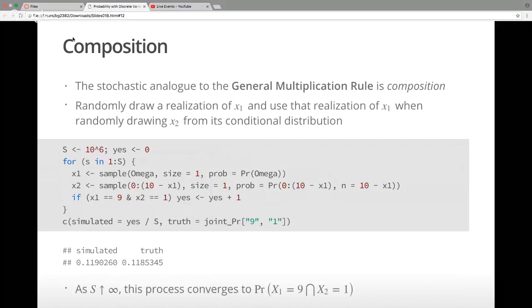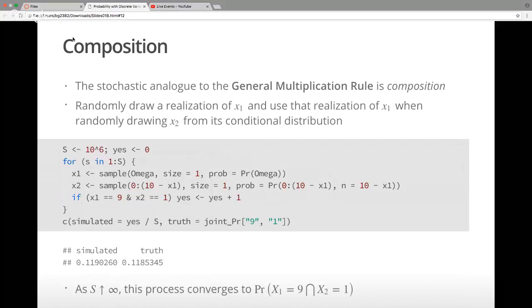So if I say I want 1 million simulations, I'm going to loop over those. I sample x1 like we did before. I sample x2 from the set 0 up to the remaining number of pins, giving it the corresponding probability of each of those things happening on the second roll. And if the first one is 9 and the second one is 1, I just increment my counter for the number of times that you get a 9-1 split.